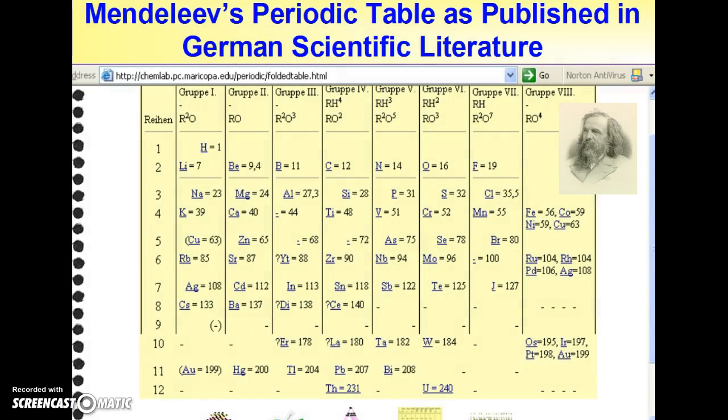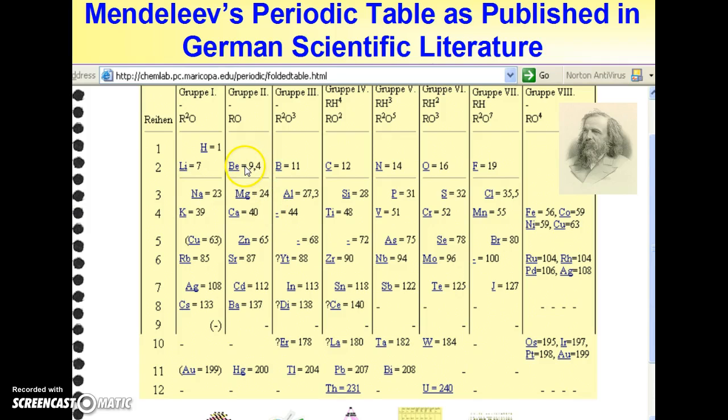Here's Mendeleev's periodic table as published in German scientific literature. And you can see it looks a lot like the one we use today. Here's group 1: hydrogen, lithium, potassium, rubidium, and cesium. He also has sodium here, but he has copper, which has a +1 valence, and silver also has a +1 valence. We know that they are not alkalis, however.